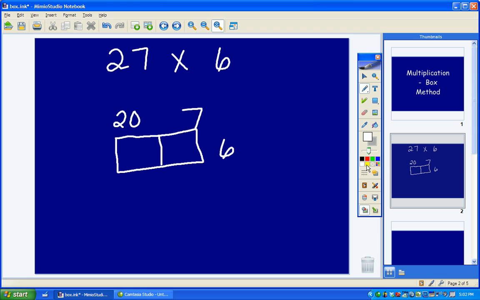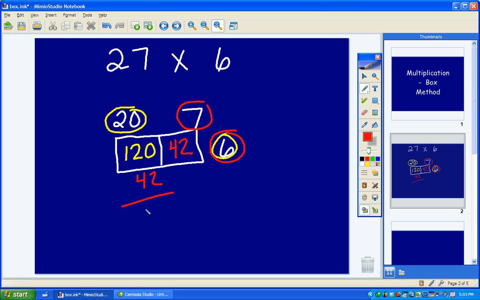I'm going to do my multiplication now. 20 times 6. Well, I know 6 times 2 is 12, and then there's a 0 at the end, so that's 120. And now I'm going to look at 7 times 6, which is 42, and then I will add those two together, and I know that's 162, so that is my product.